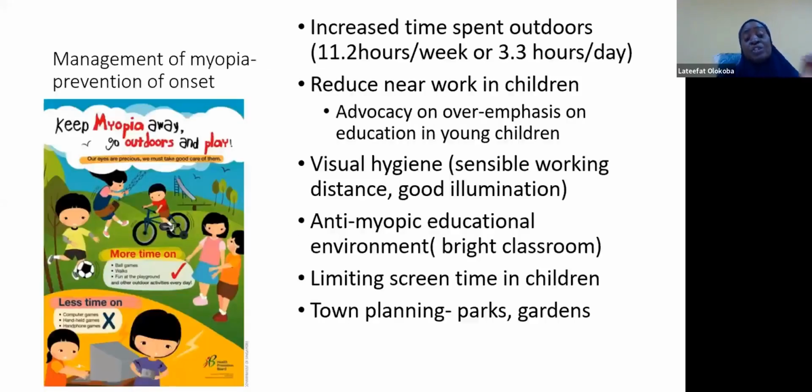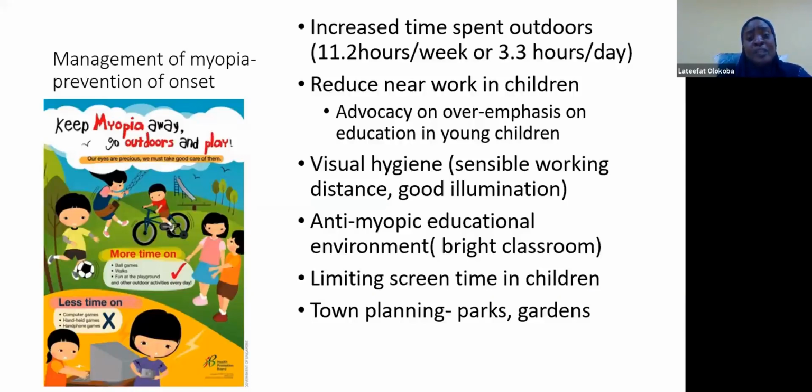So how do you prevent such children from coming down with myopia? Studies done among school children in Singapore and China have shown that when a child is exposed to sunlight or outdoor activity for a total of 11 hours per week, or 3 hours per day, it has delayed the onset and at times reduced the development of myopia in such children.